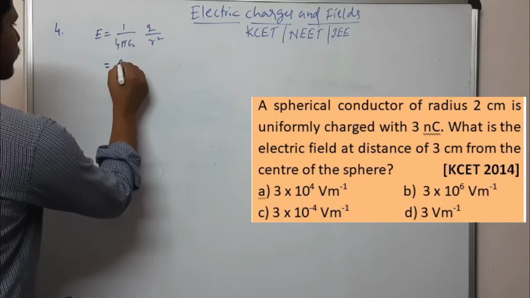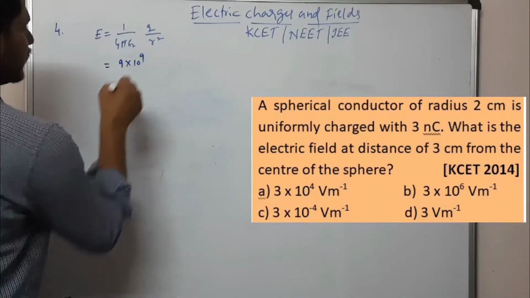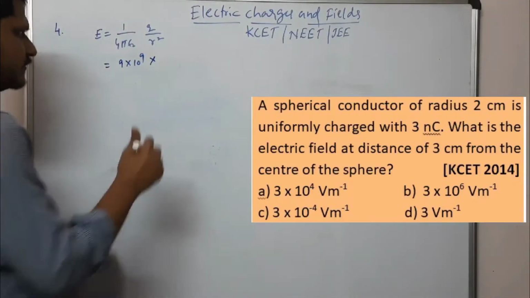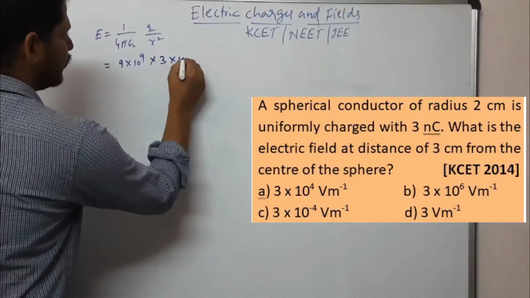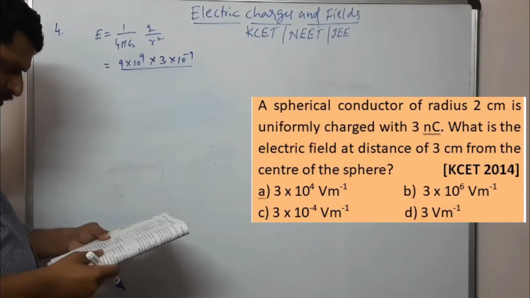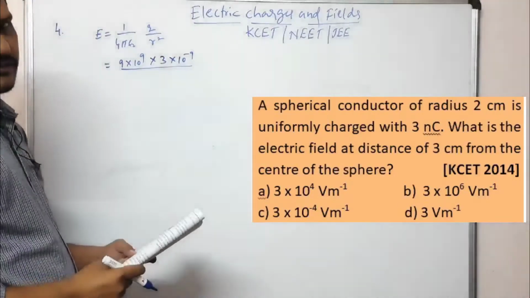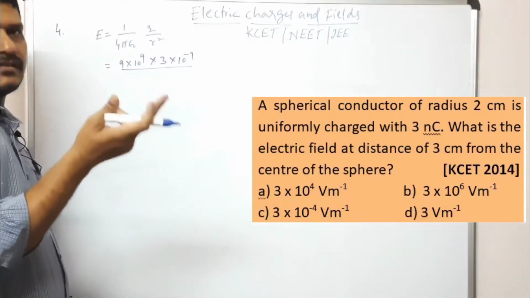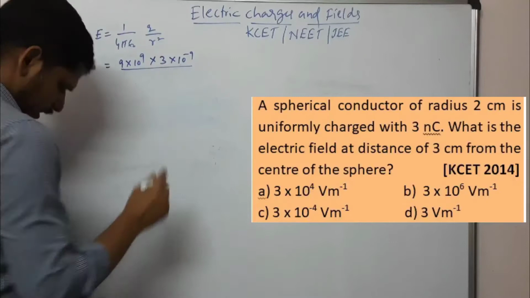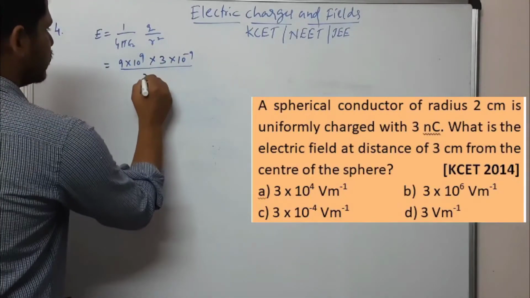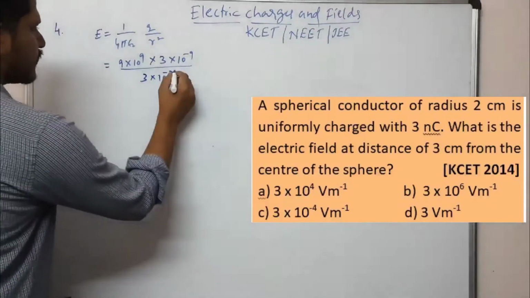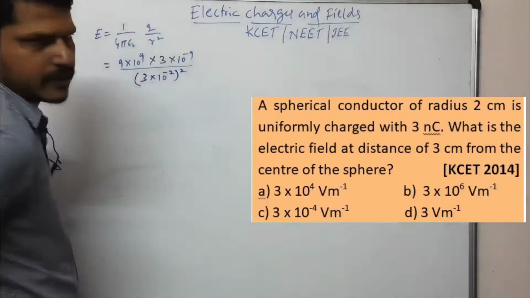So 1 divided by 4 pi epsilon naught is 9 into 10 to the power of 9, into charge 3 nanocoulomb. Nano means 10 to the power of minus 9, divided by r square. r is 3 centimeters, so we have to convert into meter. We should always place quantities in SI units. So it is 3 into 10 to the power of minus 2, whole square.